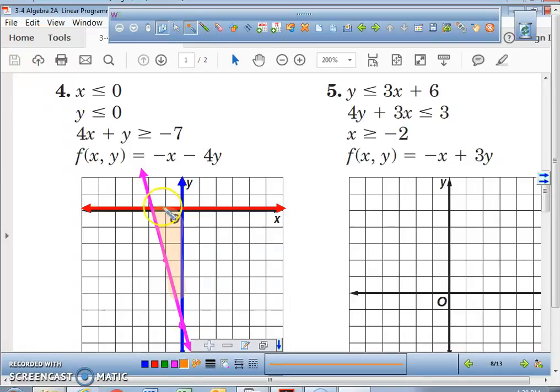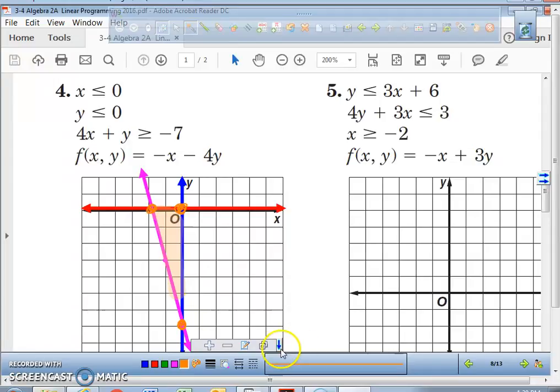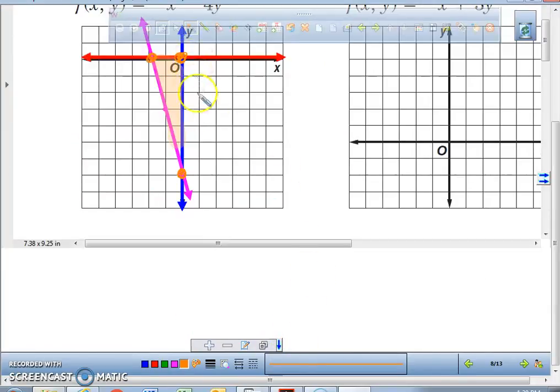I'm going to put 3 orange dots. I'm going to put a dot right here, a dot right here, and a dot right here. Those are our vertices. So how many vertices do we have to worry about? We have to worry about 3. I'm going to put ordered pair, ordered pair, ordered pair. Now, this vertex right here is easy. That's at 0, 0. This vertex right here is another easy one. That's at 0, negative 7.